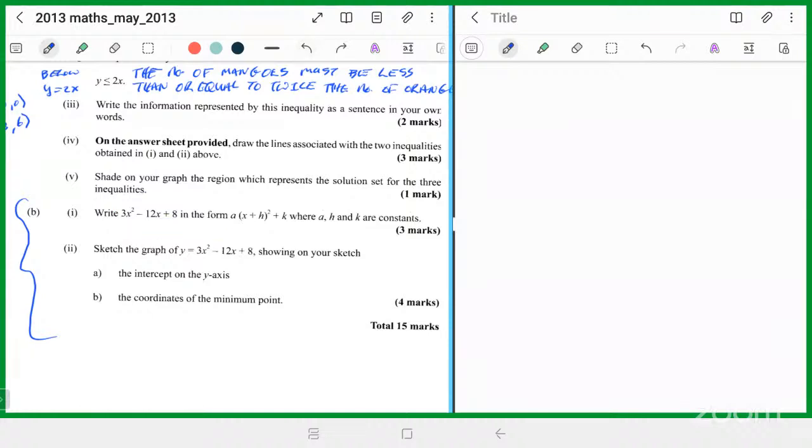The method that we use in this class, we don't use h and k. We use t and y, t meaning turning point. Let's call the expression y right here. I want to say y equals x squared minus 12x plus 8.